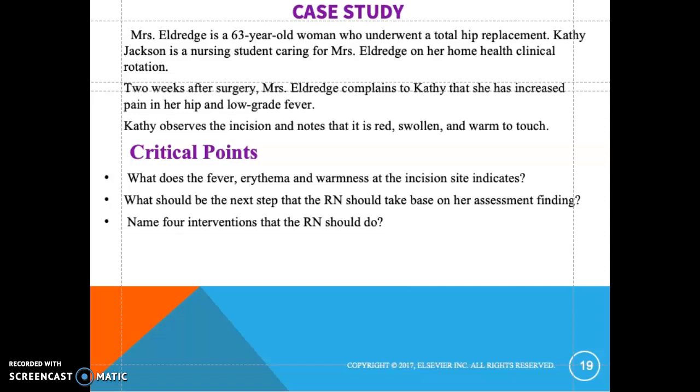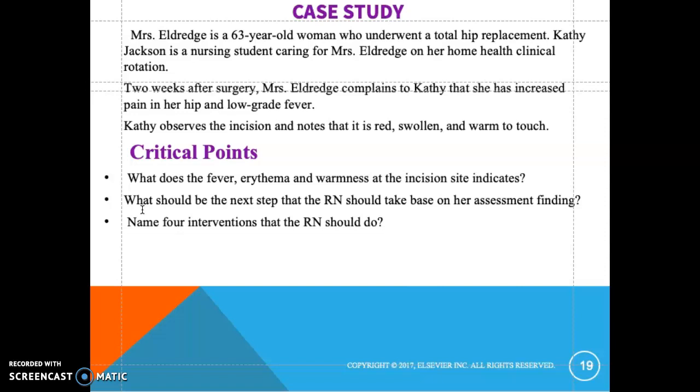So, critical points. What does the fever, erythema, and warmness at the incision site indicate? Obviously, we can see these objective symptoms are pointing at a localized infection. Mrs. Eldridge is probably coming down with a localized infection. So what should be the next step that the RN should take based on her clinical findings or assessment?